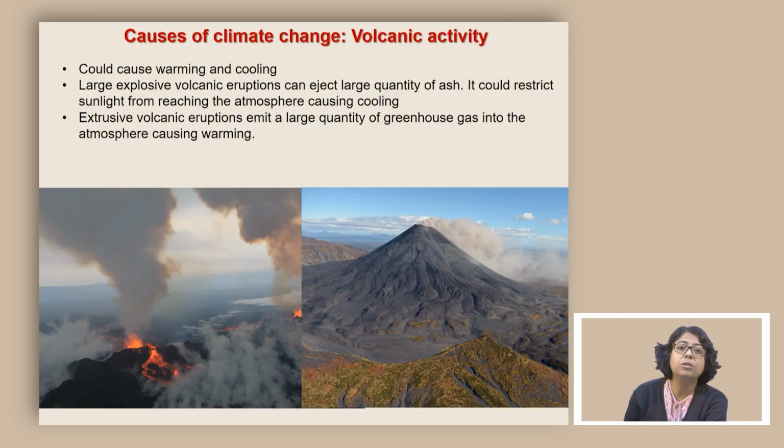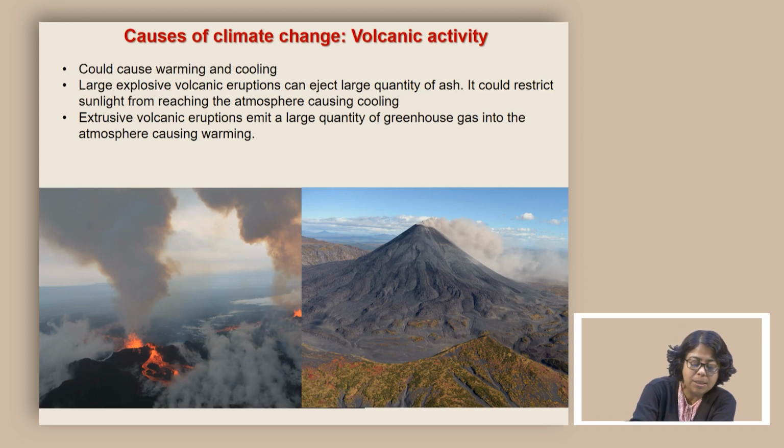The second important component that can contribute to climate change is the Earth's inner activity, primarily through volcanism. Volcanism can actually cause warming as well as cooling, depending on what kind of volcanism we are looking at. Sometimes large scale explosive volcanism can erupt a large quantity of ash, and this ash could restrict sunlight from reaching the atmosphere, and therefore it can cause cooling.